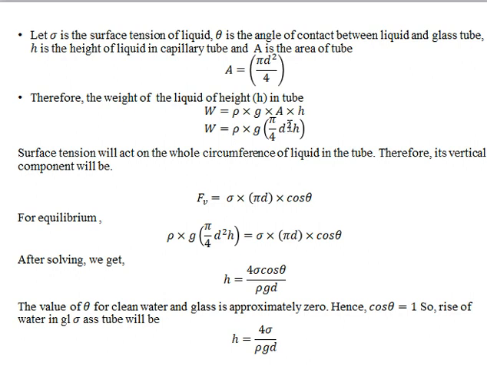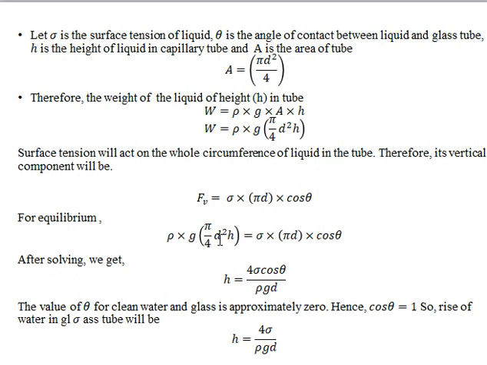The surface tension will act on the whole circumference of the liquid in the tube. Therefore, its vertical component will be equal to this. This cos theta is taken because of the resolution of the angle. For equilibrium, this equation will come into the picture. After resolving it, we get the h value as 4 sigma cos theta by rho g d.